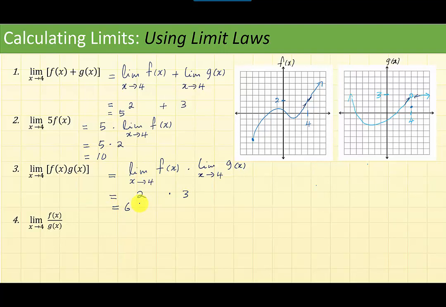The last one: we want to know the limit as x approaches 4 of f of x divided by g of x. The limit of a quotient is equal to the quotient of the limits, given that the denominator is not equal to 0. This is equal to the limit as x goes to 4 of f of x, which is 2, over the limit as x goes to 4 of g of x, which is 3, so we get 2 over 3.